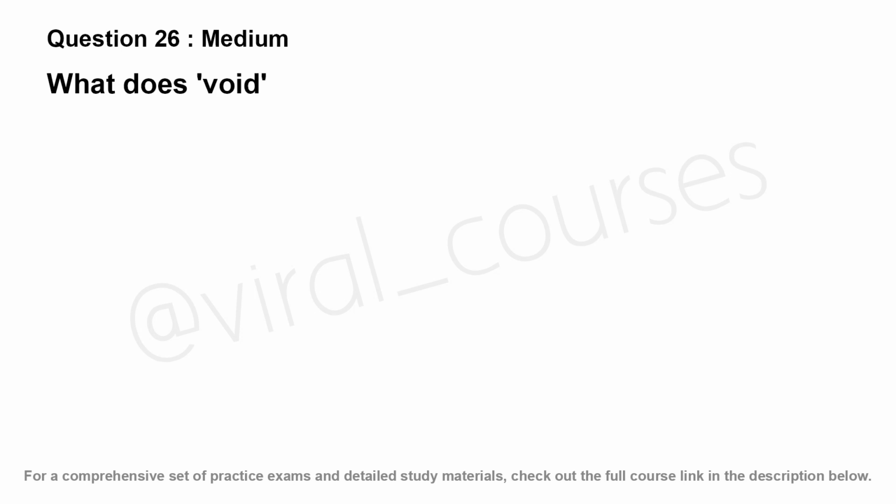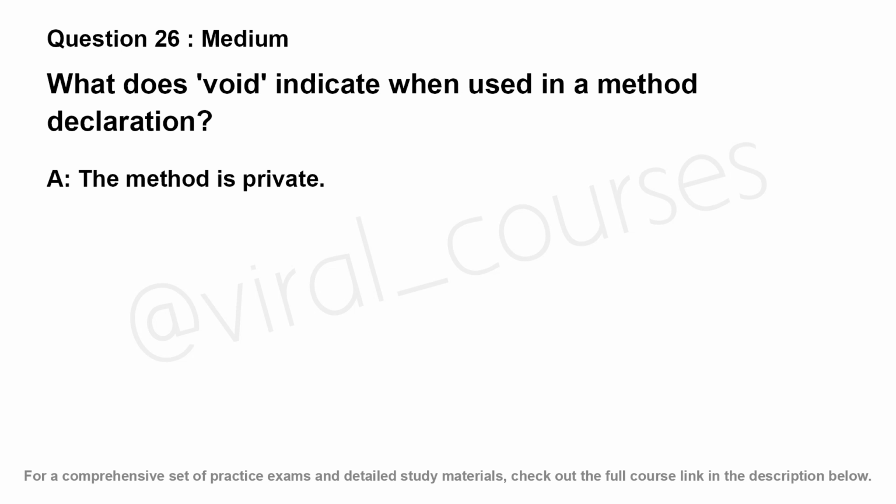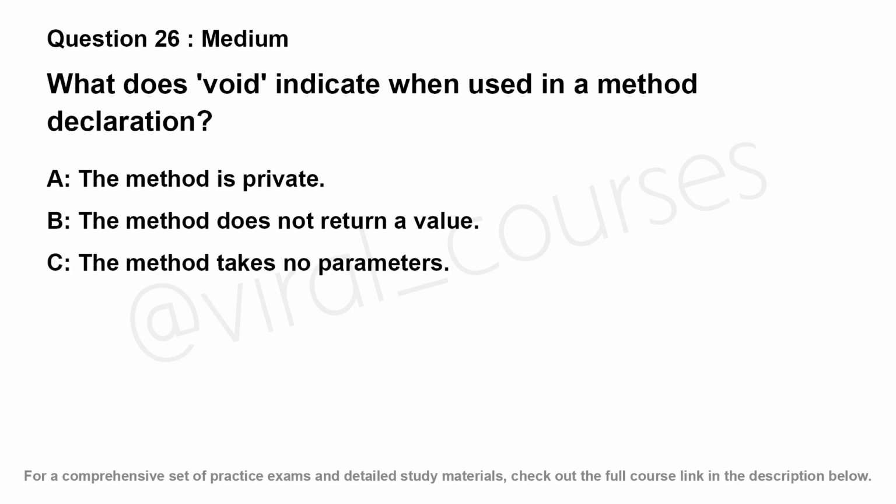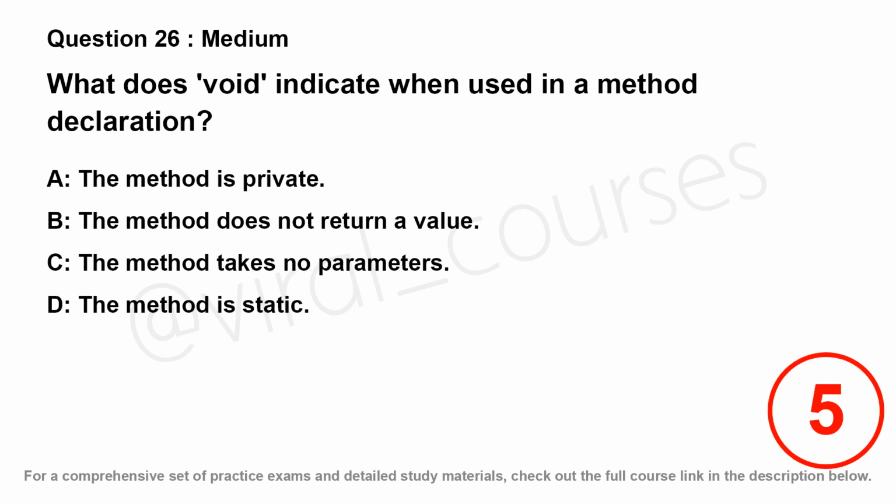What does void indicate when used in a method declaration? Option A. The method is private. Option B. The method does not return a value. Option C. The method takes no parameters. Option D. The method is static.